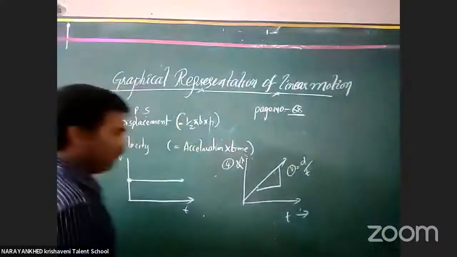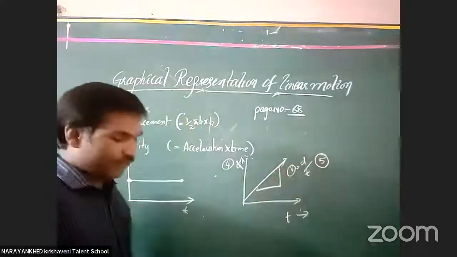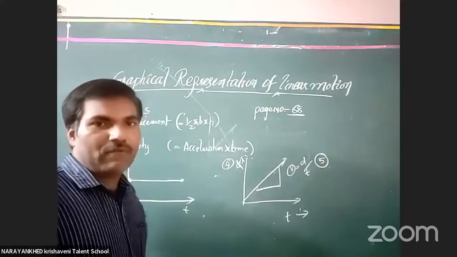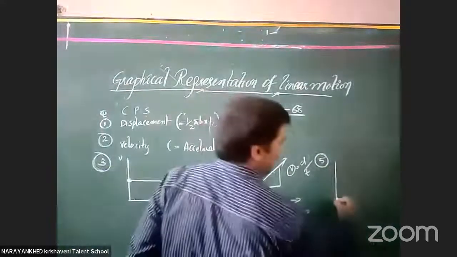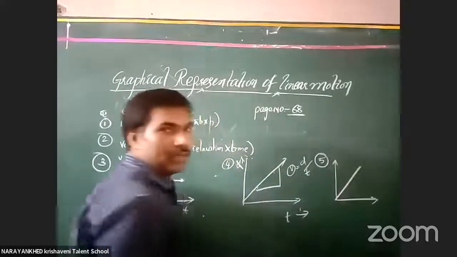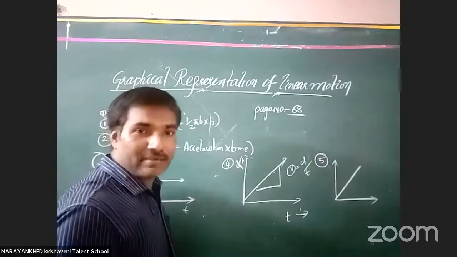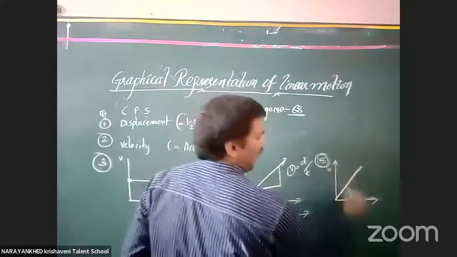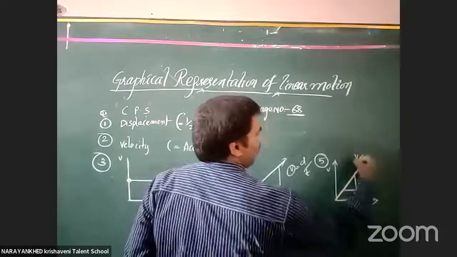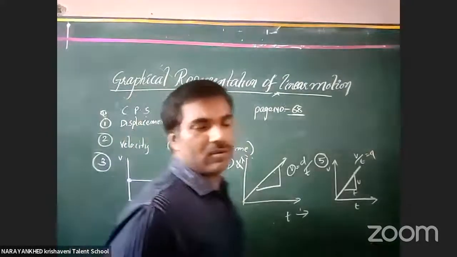Now, fifth one. What is the fifth one here? The slope of the velocity time graph gives what for us? Acceleration. The slope of velocity and time becomes d by t, which is equal to a, acceleration. Understood or not?